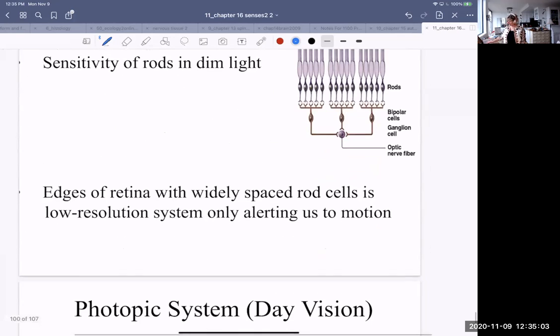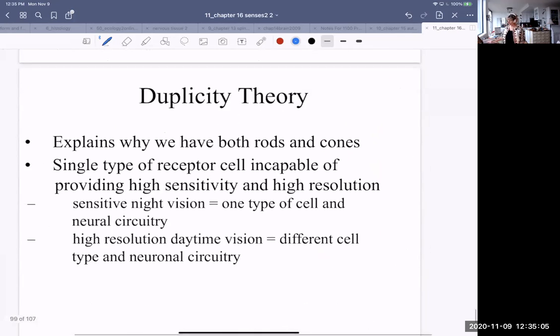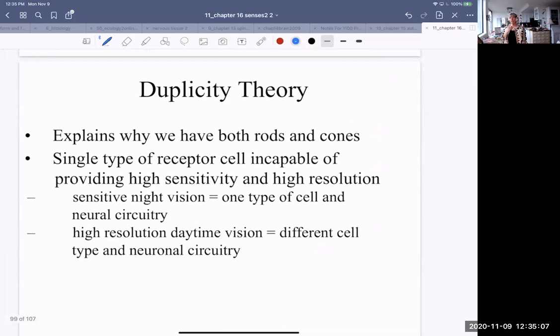So why do we have both rods and cones? So far I've only talked about rods. Rods are such that they detect small bits of light, and they can distinguish between shades of gray. Well, that's great, but they're not capable of distinguishing detail. Cones are.